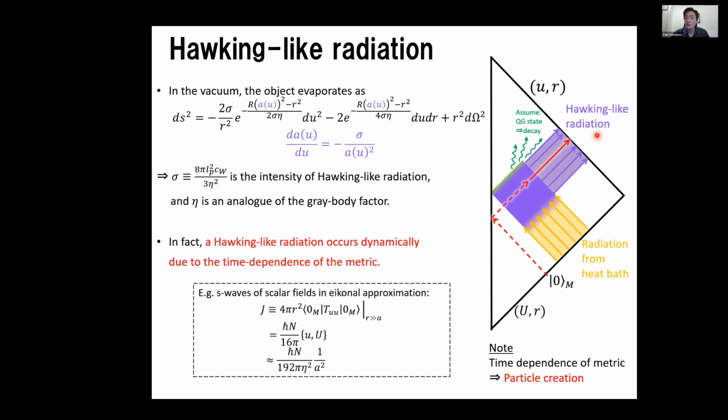And in this background geometry, we can solve the time evolution of our quantum fields in this way. Then we can show Hawking-like radiation indeed occurs dynamically due to the time dependence of the metric. The point is the time dependence makes particles.